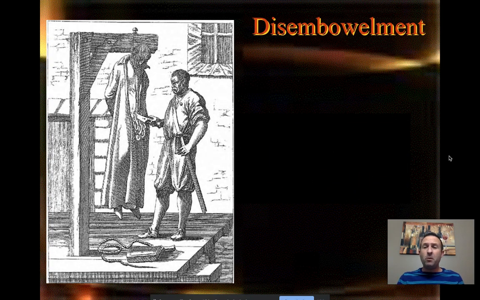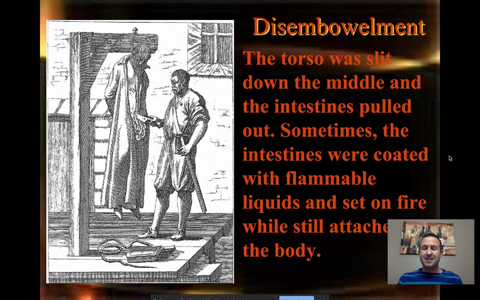Ooh, disembowelment. Now, this is not quite as honorable as, of course, the Japanese samurai tradition of seppuku, but hey, we will disembowel you. Torso slit down the middle and pull out the intestines. Sometimes they will coat the intestines with flammable liquid, set them on fire, and then push them back in a little bit so that the person can burn as they are slowly dying from disembowelment. Again, this takes away all the honor of seppuku.